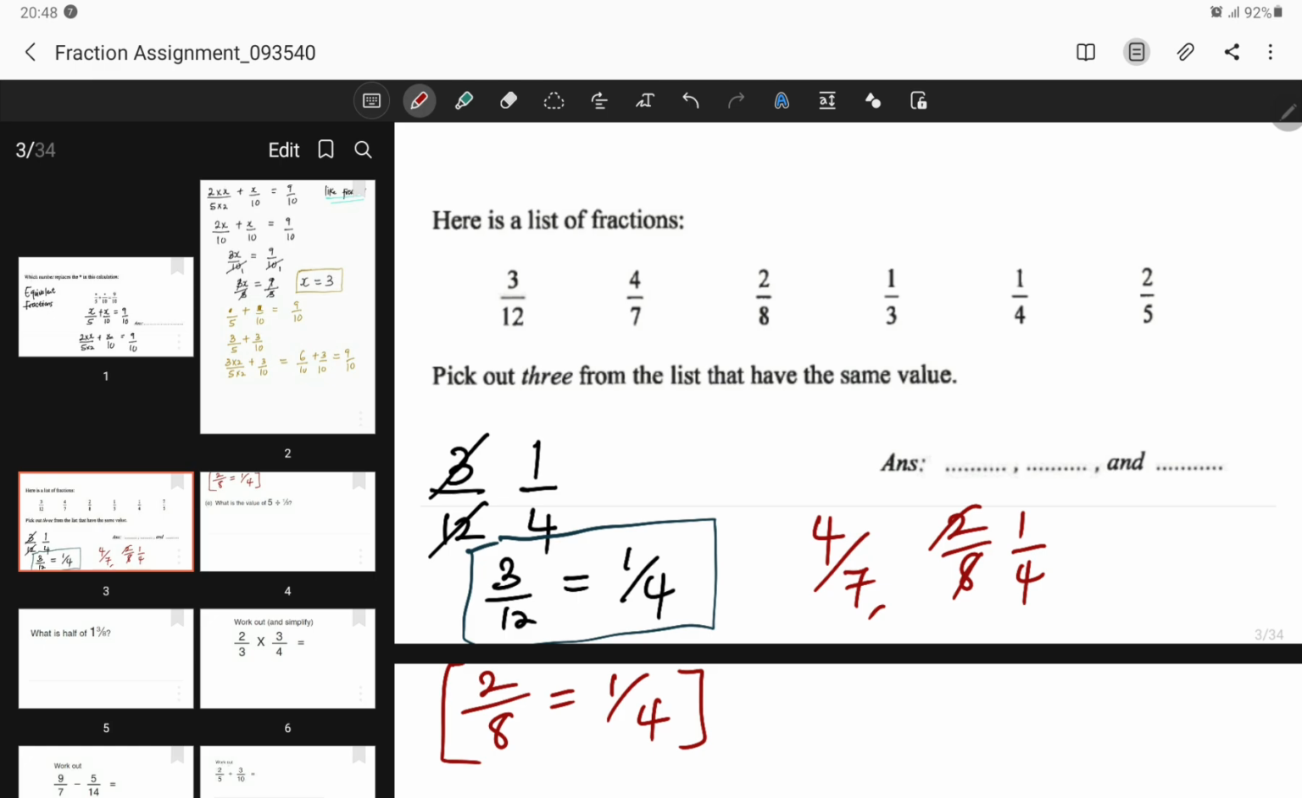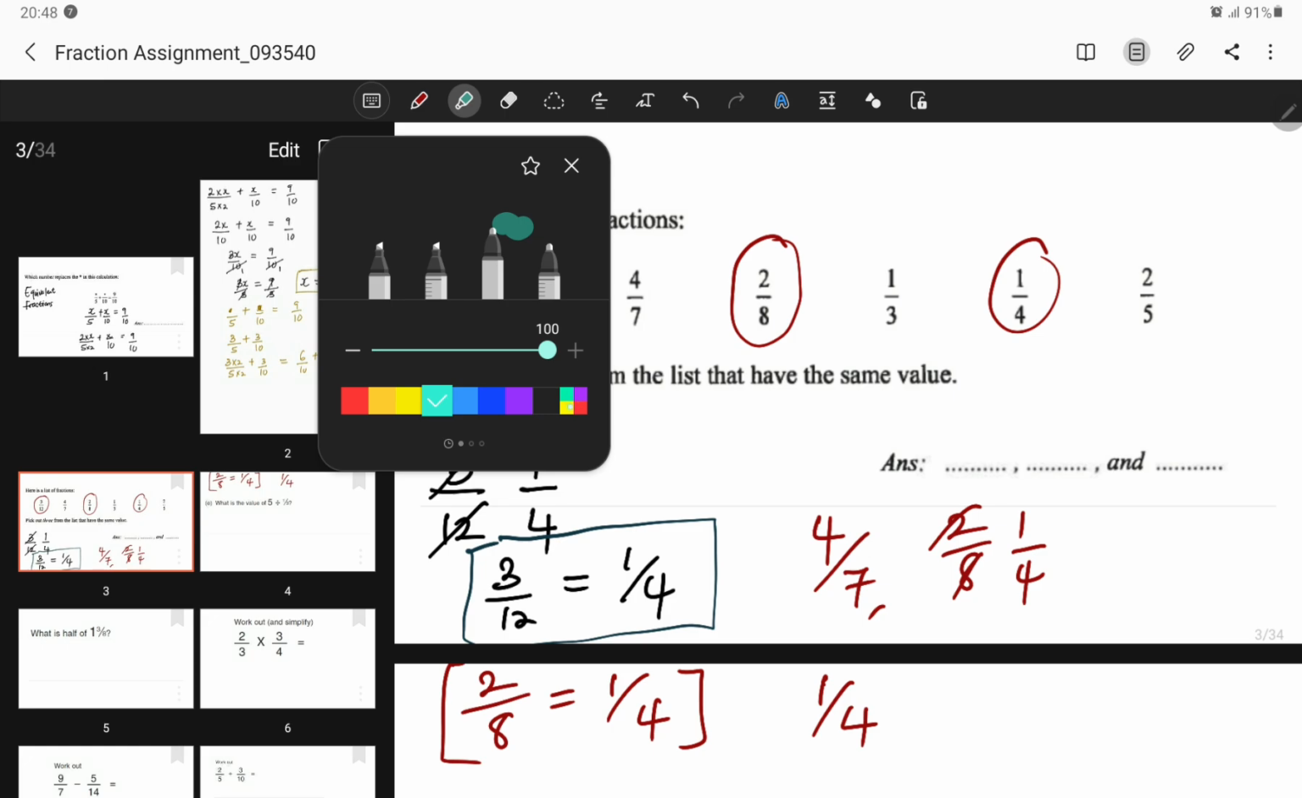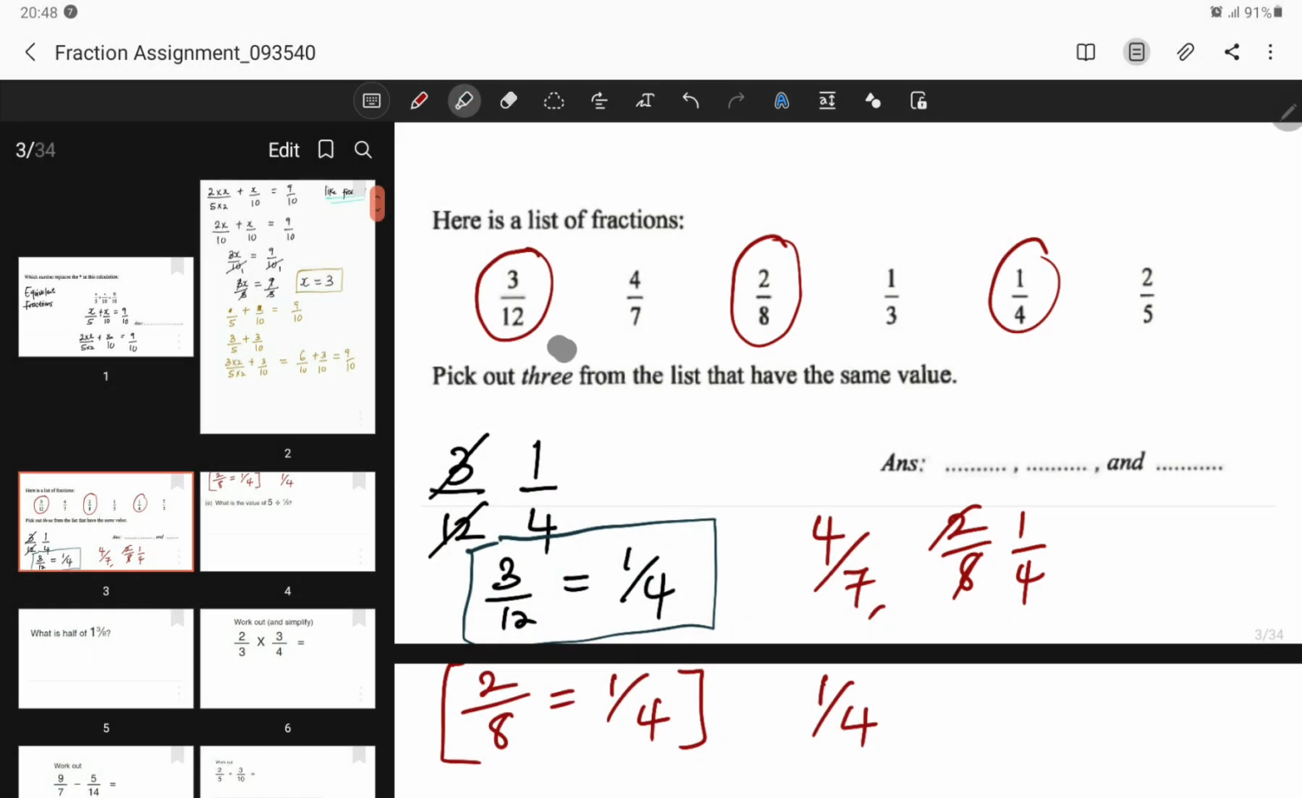Then next one I have 1 over 3 separate. And then I also have 1 over 4. So we have to pick out 3 from this list that are the same. So you can see that 3 over 12 is equal to 1 over 4 and 2 over 8 is also equal to 1 over 4. What did we do? Dividing them by the same factor. For this first one, we divided by 3, so we have 1 over 4. Then here again by 2 and 2, I have 1 over 4, and this is 1 over 4. So this is what we regard as equivalent fractions.